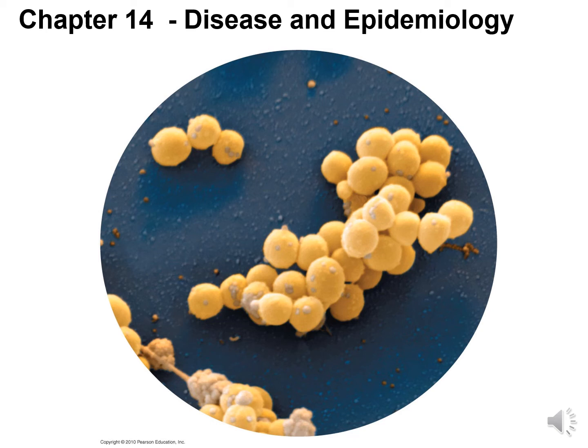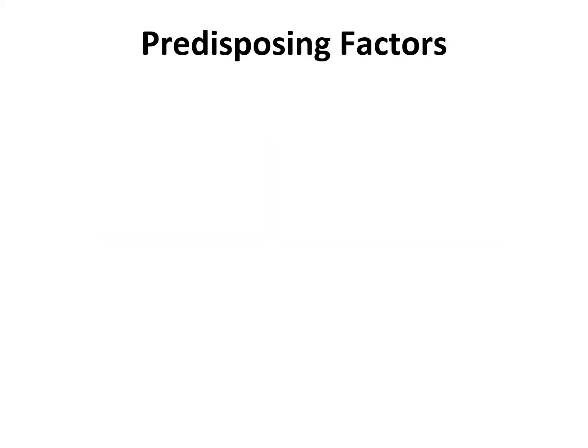This is part 4 of the lecture for Chapter 14, Disease and Epidemiology, and this will be the last lecture for Chapter 14. Up until now, we have been talking about disease in general, especially in a population, different ways to classify it, and how it moves from a reservoir and is transmitted through a population. Now I want to focus for a little bit on individuals.